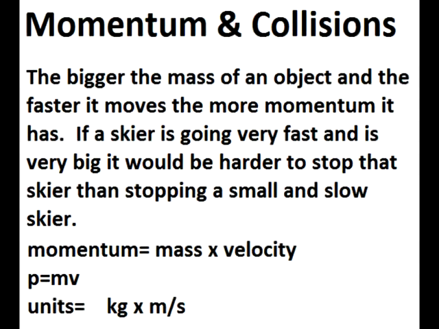Momentum and collisions. The bigger the mass of an object and the faster it moves, the more momentum it has. If a skier is going very fast and is very big, it would be harder to stop that skier than stopping a small and slow skier. Momentum equals mass times velocity, or p equals mv. The units of momentum are kilograms times meters per second.